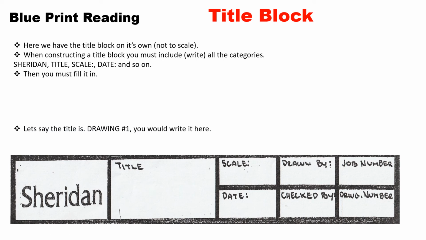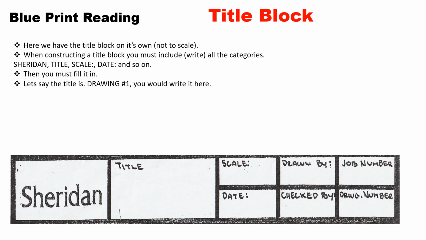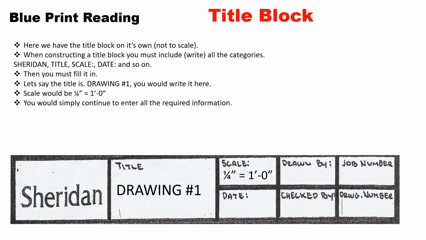You must fill it in. So let's say that this is going to be drawing number 1. So that'll be our title. So you would write it here in pencil, just like the rest of the title is in pencil, scale, date, drawn by, everything is pencil. The scale would be 1/4 inch equals 1 foot 0 inches, and that's how you would write it, and that's where you would put it. So you simply continue on with the required information and enter it where you have to put it. And I would give you the majority of that information.